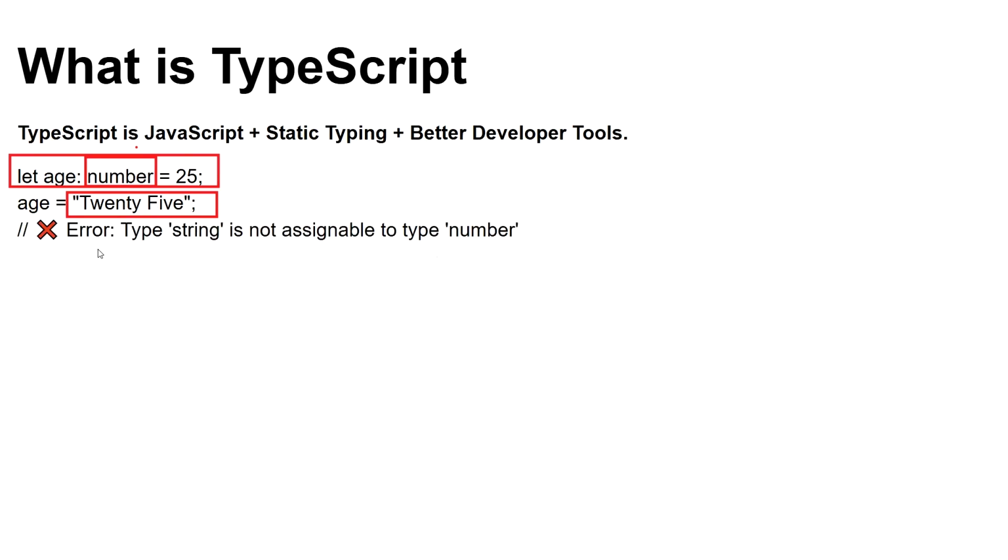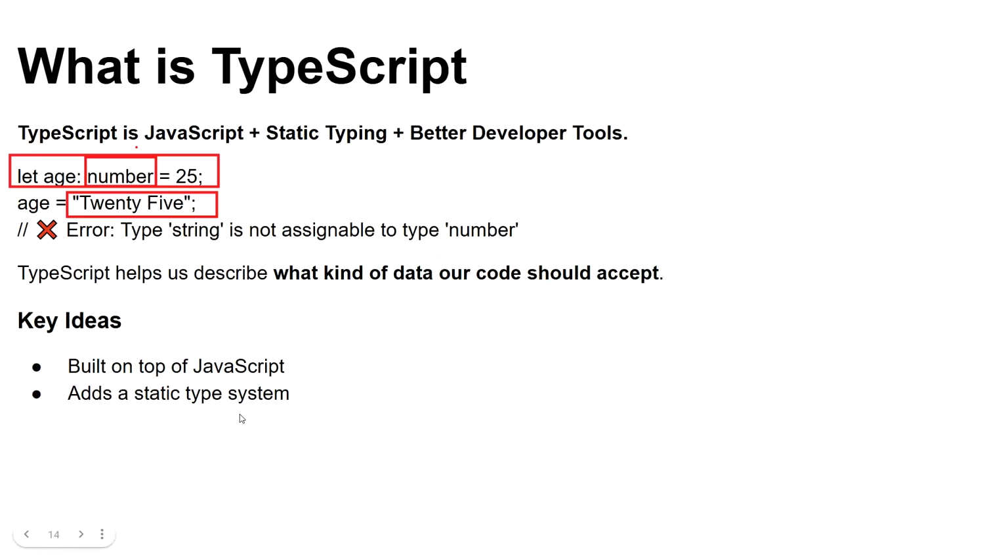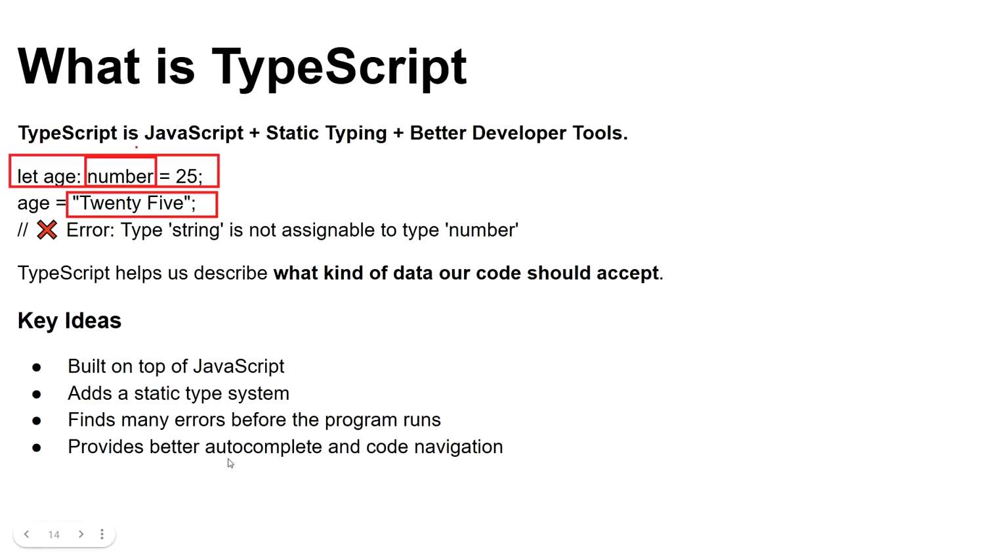So this creates an error: type string is not assignable to type number. So TypeScript helps us describe what kind of data our code should accept. TypeScript is built on top of JavaScript, adds a static type system, and finds many errors before the program runs. TypeScript detects errors before the program runs, but JavaScript detects errors when the program is running. TypeScript provides better autocomplete and code navigation.